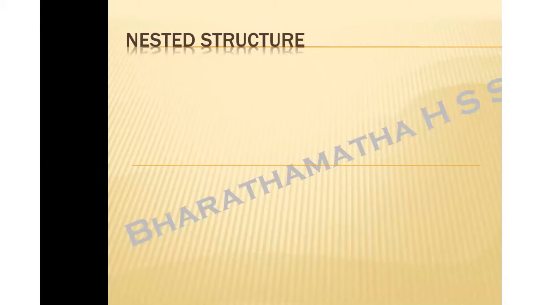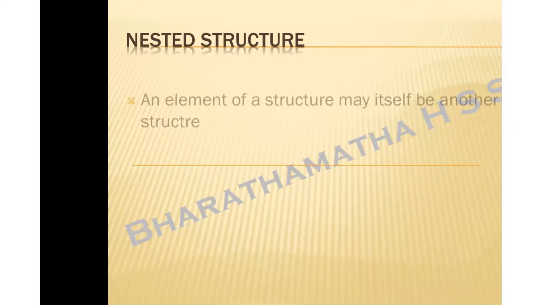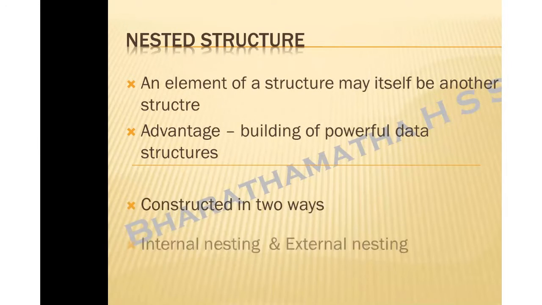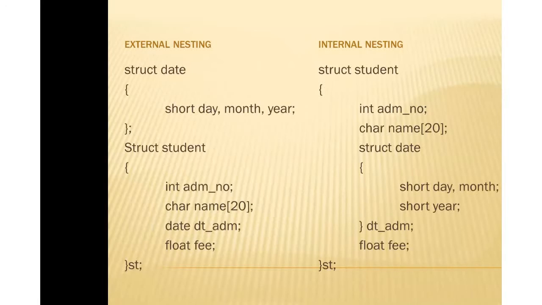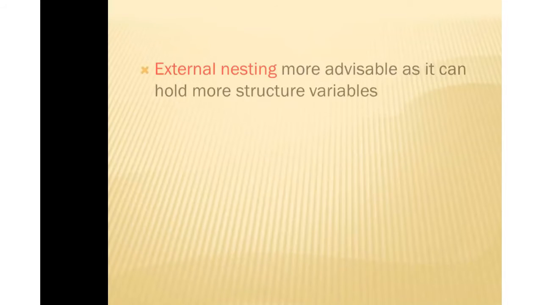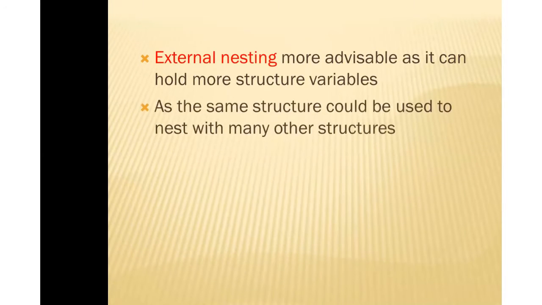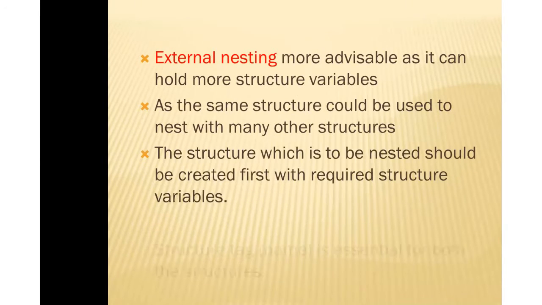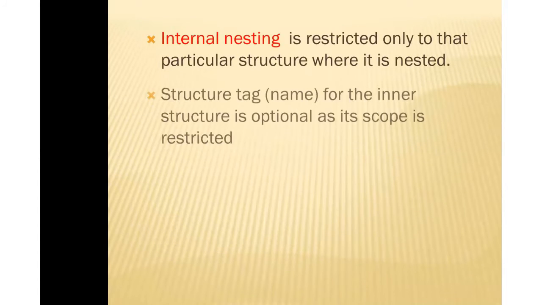A nested structure means a structure which is placed inside another structure. It can be done in two different ways: one is internal nesting and the other is external nesting. Both have their own advantages, and the bigger advantage is with external nesting, because you can have more variables associated to it, so it can be used in multiple other structures also. Certain rules, whatever you have to follow, you should follow for all these.